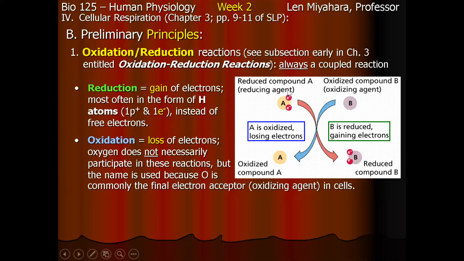So if there's high energy electrons here and compound A is going to give it to compound B, B is said to be reduced because it gained the high energy electrons. Now that might seem contradictory. If it gains it, how is it reduced? Well, maybe remember that electrons are negatively charged. And if you gain something negative, you're reduced. Will that help?